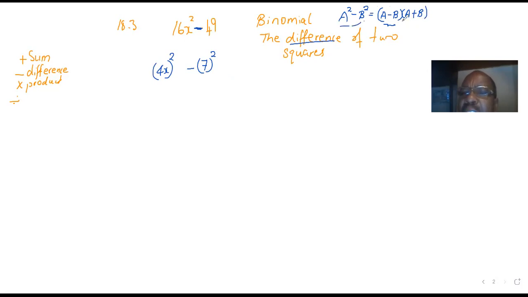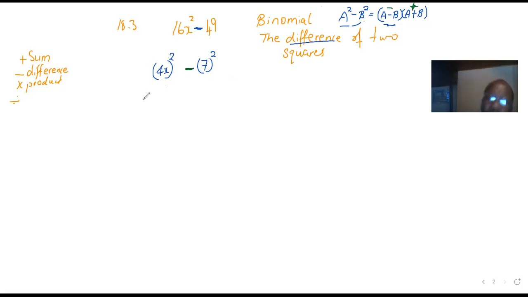Now, I hope you appreciate that the first term here is these numbers. The second term is the same thing, but the difference is the mathematical operations here. Here we have a positive, and here we have a minus. This will stand for a, that will stand for b. So 4 times 4 is 16, x times x is x squared, 7 times 7 is 49. So this we say is a difference of two squares.